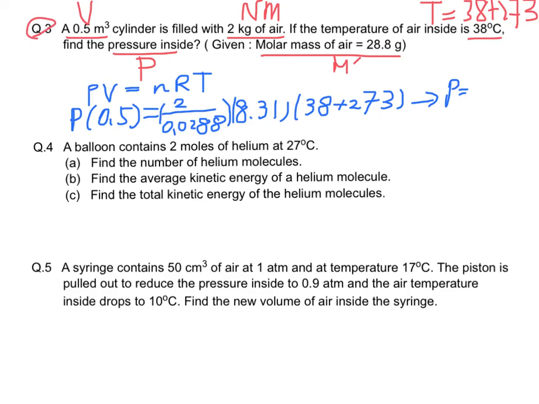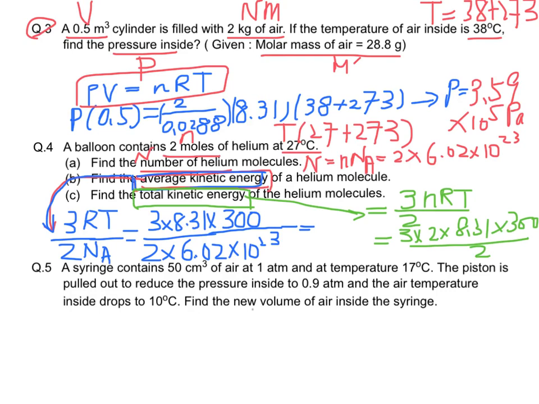Question number 3. By using the equation PV equal to nRT and substituting the values into this equation, we got the pressure of the gas becomes 3.59 times 10 to the power 5 Pascal. Question number 4. The number of helium molecules N equals number of moles times Avogadro number, equal to 1.2 times 10 to the power 24. Average kinetic energy equals 3RT over 2N_A, which is equal to 6.21 times 10 to the power negative 21 joules. Total KE equals 3nRT over 2, which is equal to 7480 joules.